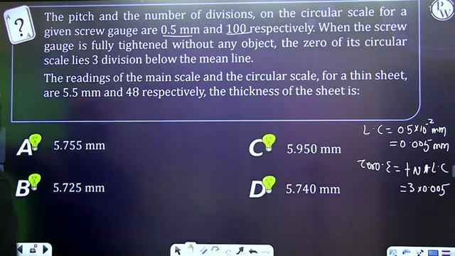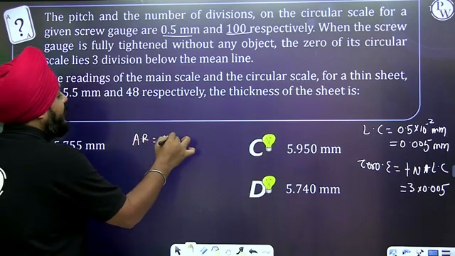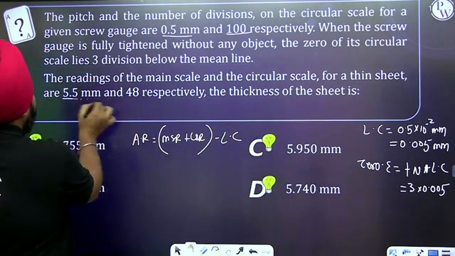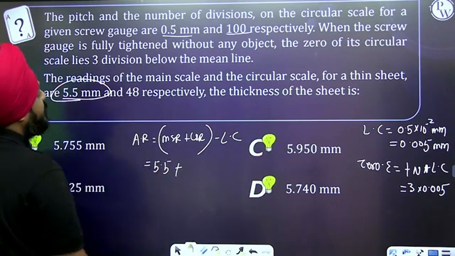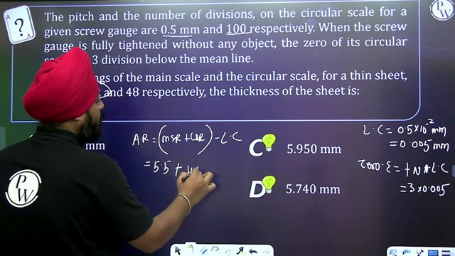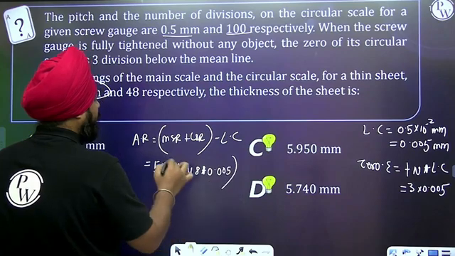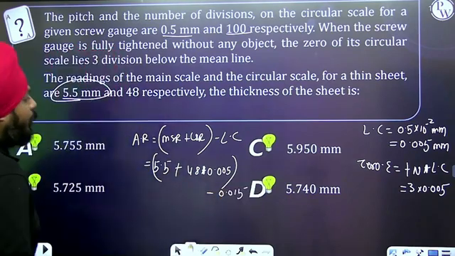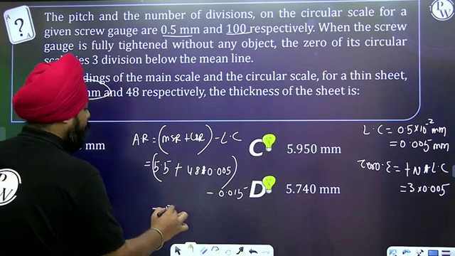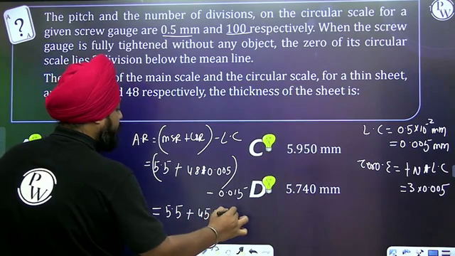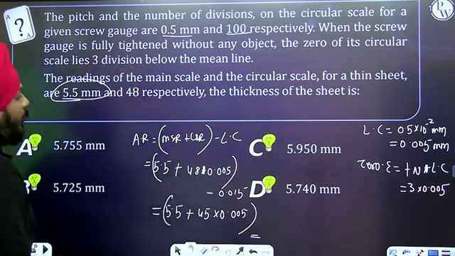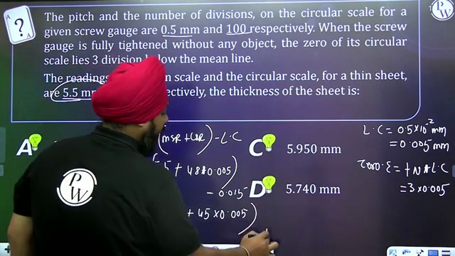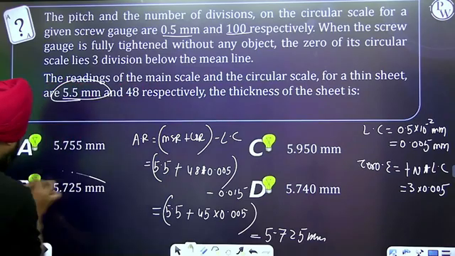The readings are 5.5 mm and 48 divisions. Now actual reading is equal to MSR plus CSR minus zero error. Actual reading is 5.5 mm plus CSR, which is 48 into 0.005, minus 0.015. Or you can say this is 5.5 plus 45 into 0.005. So the final answer comes to 5.725 mm. This is the perfect answer.